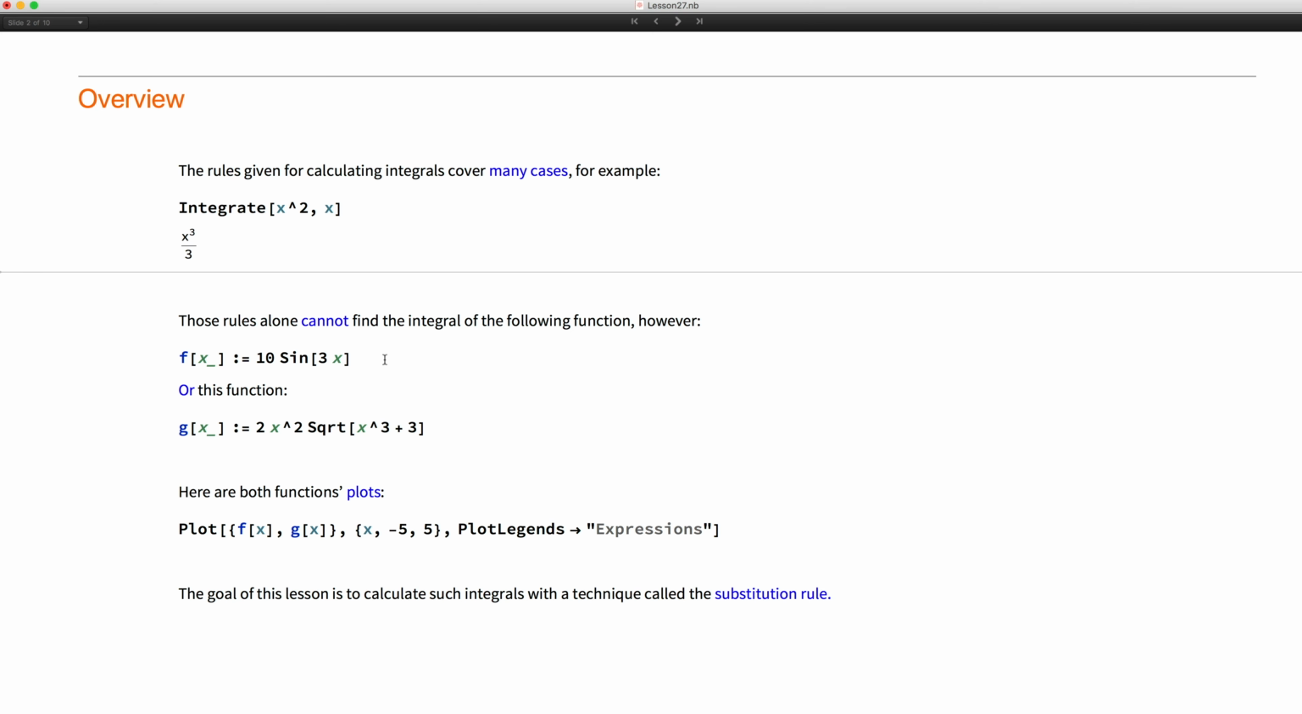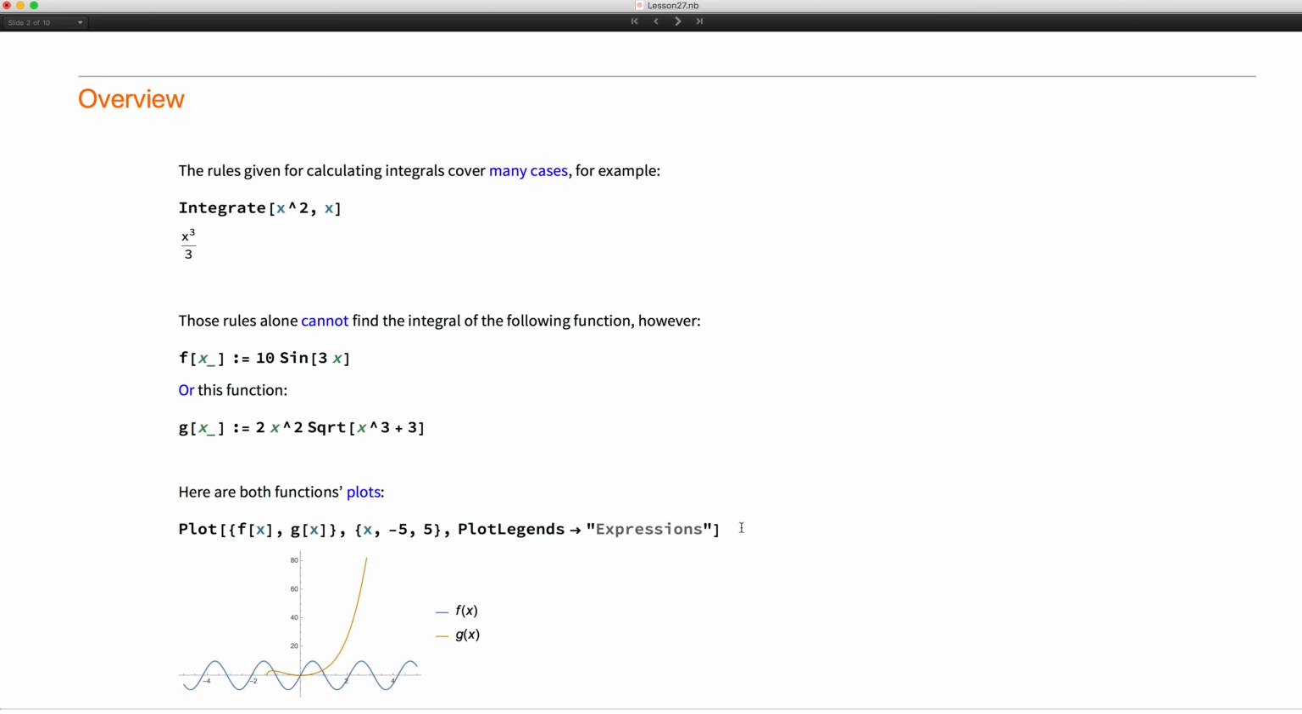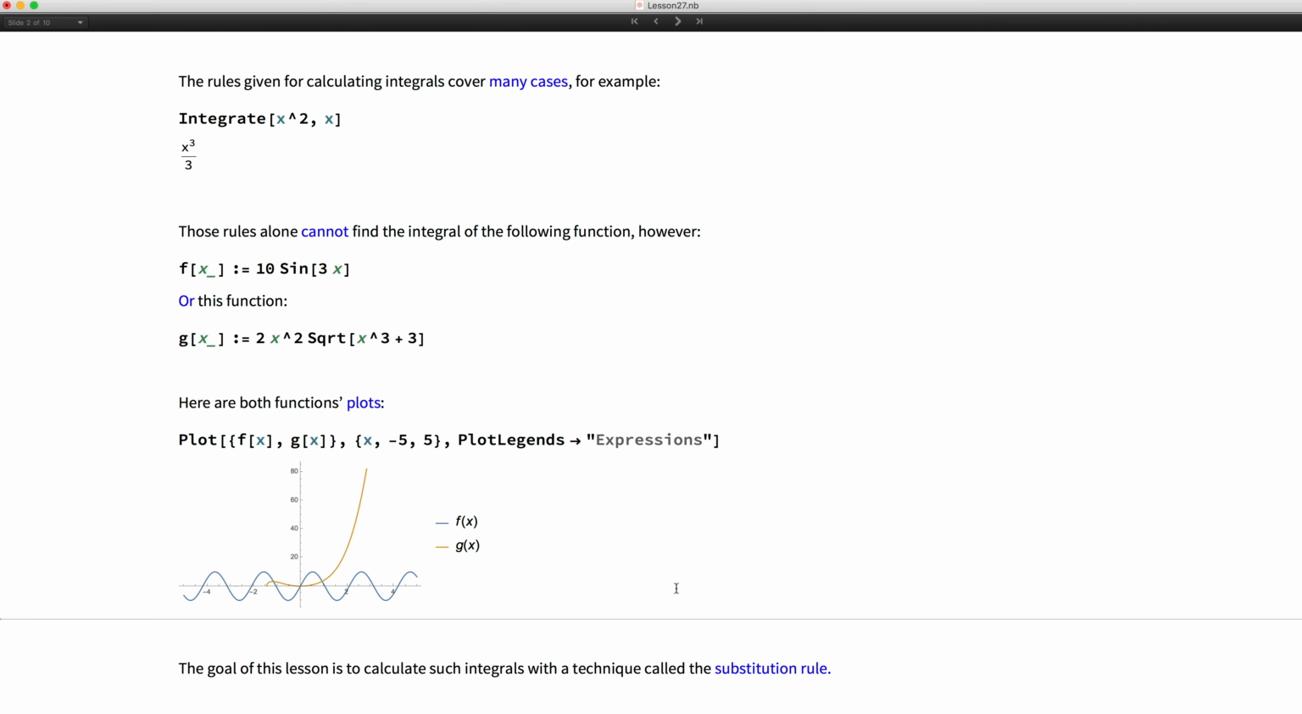For example, if I give you the function 10 times sine of 3x, then those rules will not work, and they will not work for this harder problem involving a square root, a radical. You know the functions and their plots, and these are quite interesting functions, so surely you would like to integrate them. The question is, how do we do that? And that is the goal of this lesson.